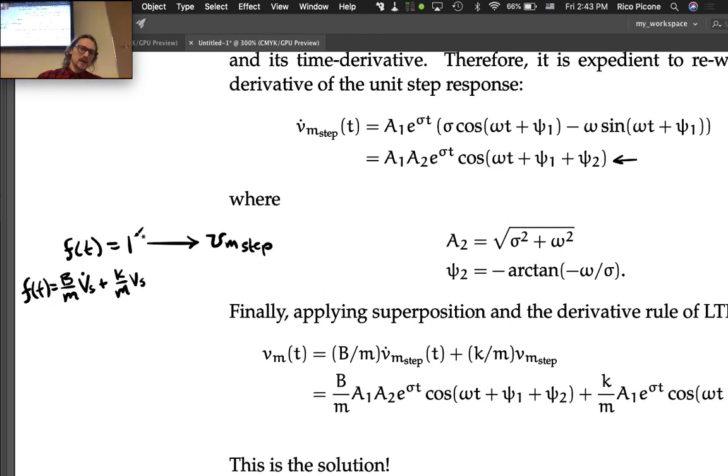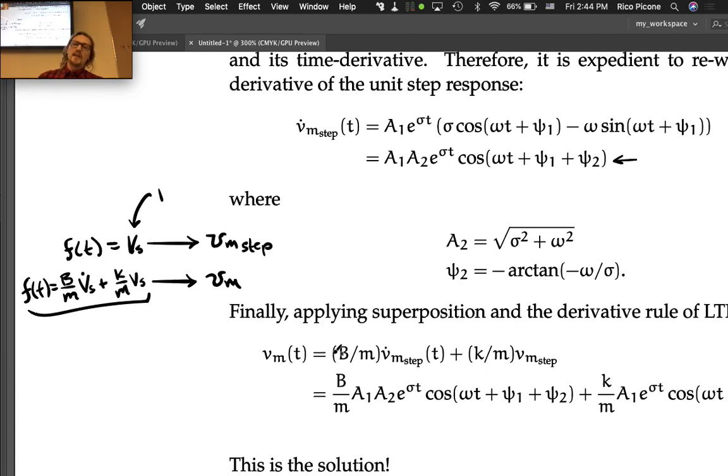I guess what I should have done here is, instead of putting f of t equals 1, really it was Vs, and then we plugged in Vs equals 1. So that was our forcing function we did for VM step, where we said Vs is 1. And this time we're going to put in that forcing function, and it's going to give us Vm. But instead of having to go back to the drawing board, we can construct the solution for Vm using the form of this forcing function and the knowledge of what happens when we put in Vs. And so we do that here.